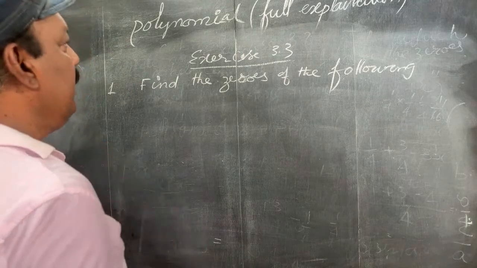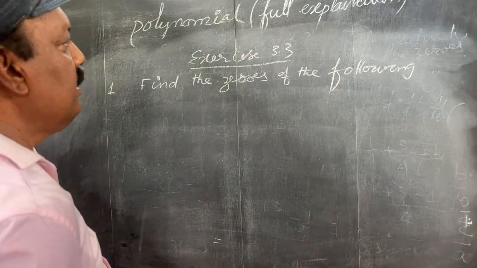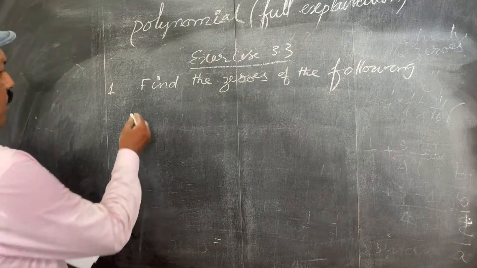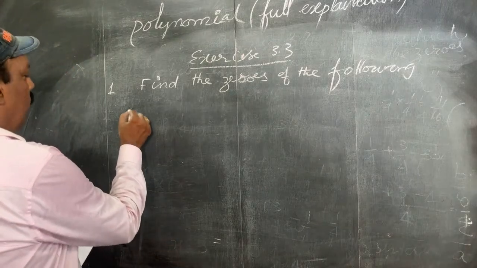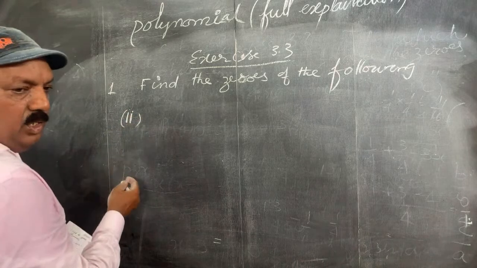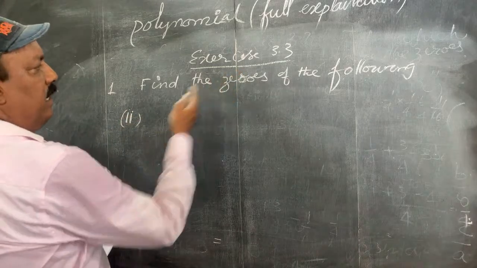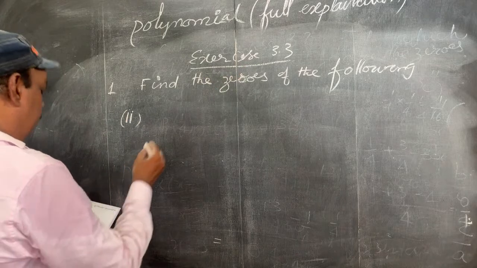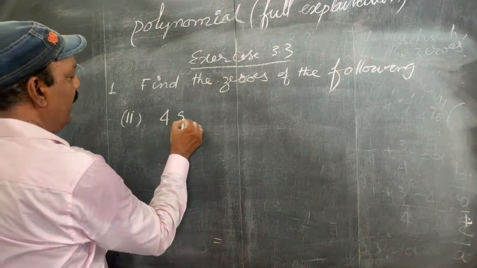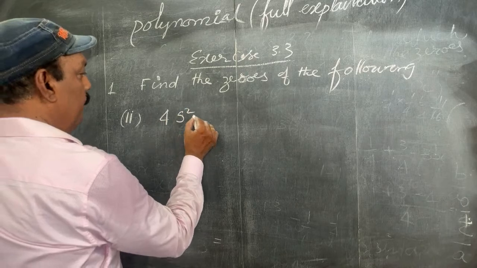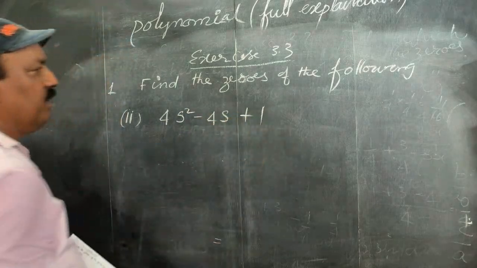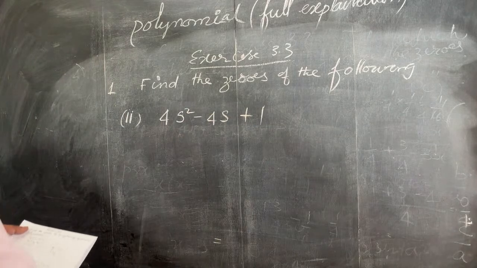Now I am explaining a few sums regarding exercise 3.3. In that, one sum is there, one bit is there. What is that bit? You can see it in the exercise in your textbook. Exercise 3.3, first sum, second bit is 4s square minus 4s plus 1. This is the equation. He is asking to find the zeros.